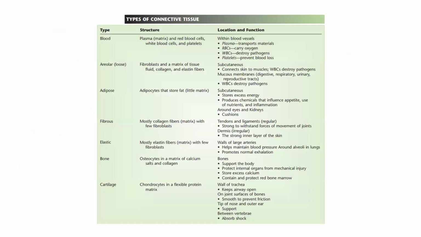So these are the major connective tissues that we discussed, that is blood, that consists of plasma as a matrix and RBCs, white blood cells and platelets. The function of plasma is to transport the materials. The function of RBC is to carry the oxygen. The function of WBC is to destroy the pathogen, and the function of platelets is to prevent the blood loss.